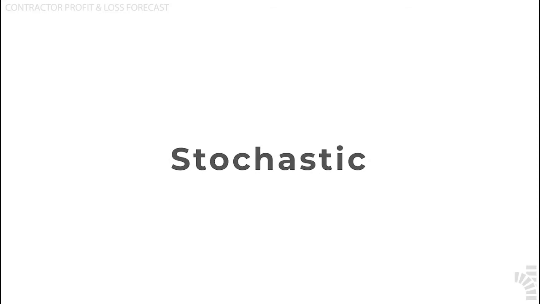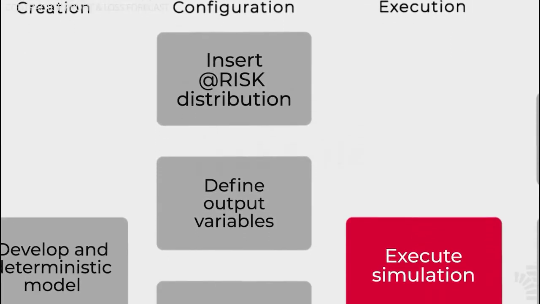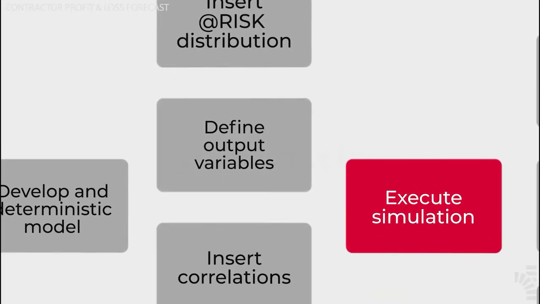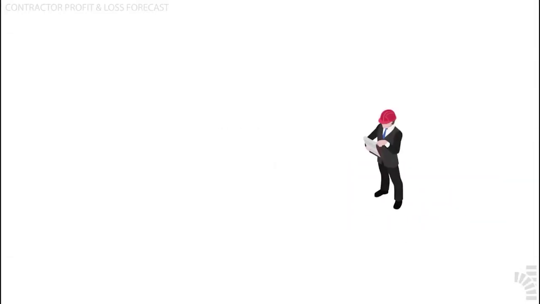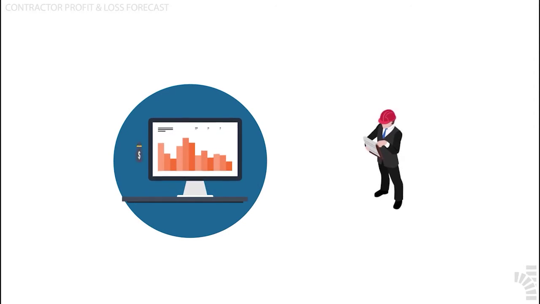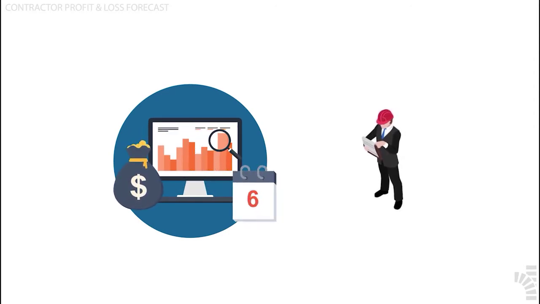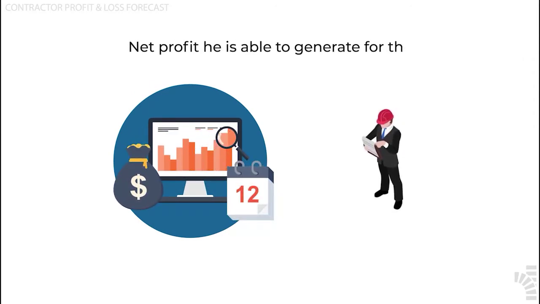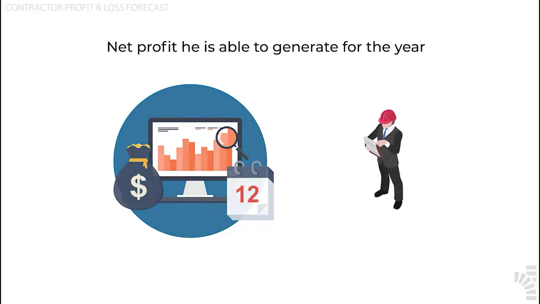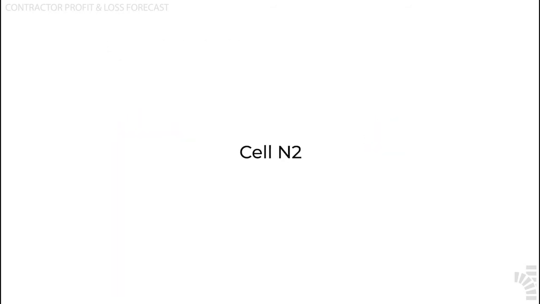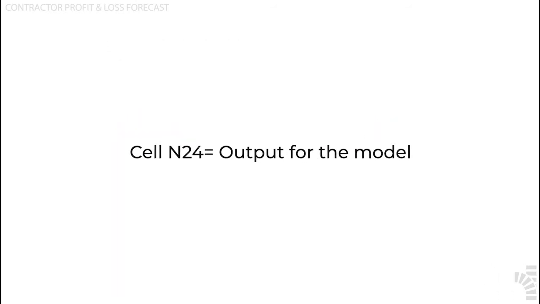All key variables will be considered probabilistically as ranges, therefore creating a model that will fully express as a stochastic one. Number 3, the final output or outputs of a model is what you define on step number 3. These are the key results of our calculations that we want to focus on after a simulation is performed. In our example, the main focus Joe wants to analyze is the total amount of net profit he is able to generate for the year on cell N24. Therefore, this cell, at least, should be declared as an output for the model.